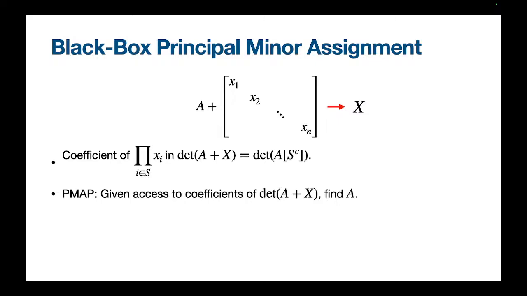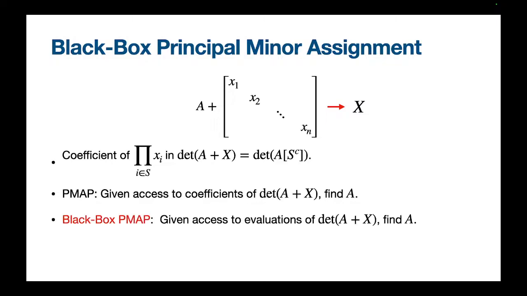So a different view of PMAP is that we are given access to the coefficients of the determinant of A plus X, and the goal is to find a matrix A. Inspired by this, we can define a black box version of this problem, where we are given access to evaluations of the determinant of A plus X, and the goal is to find the unknown matrix A.